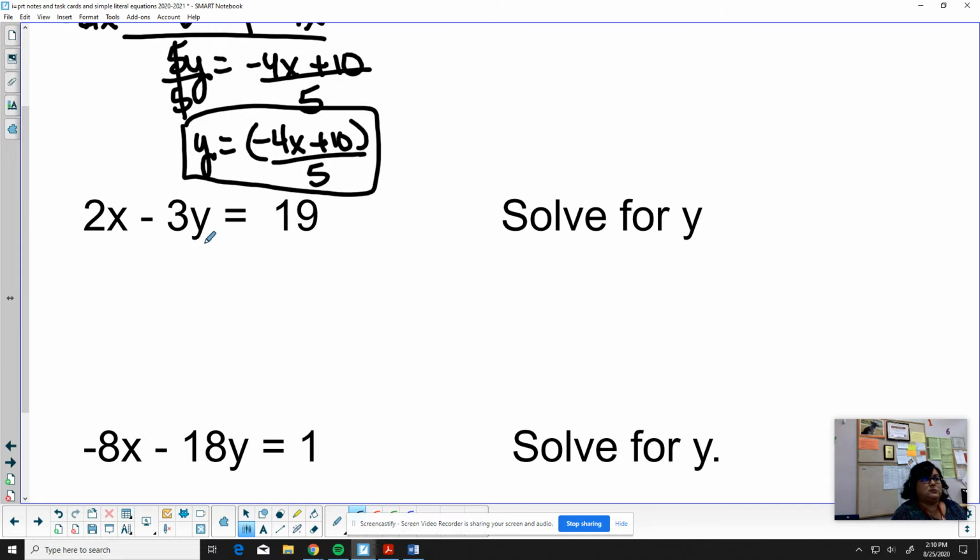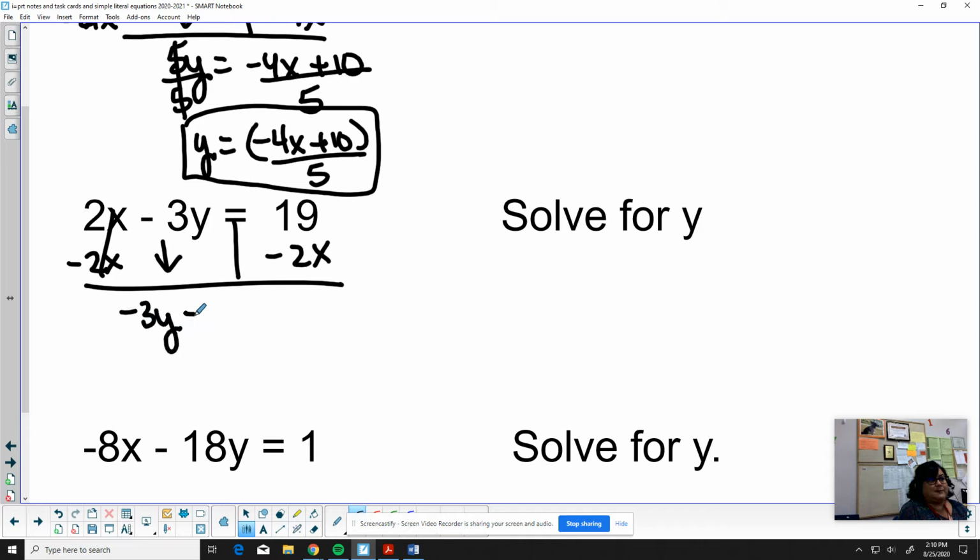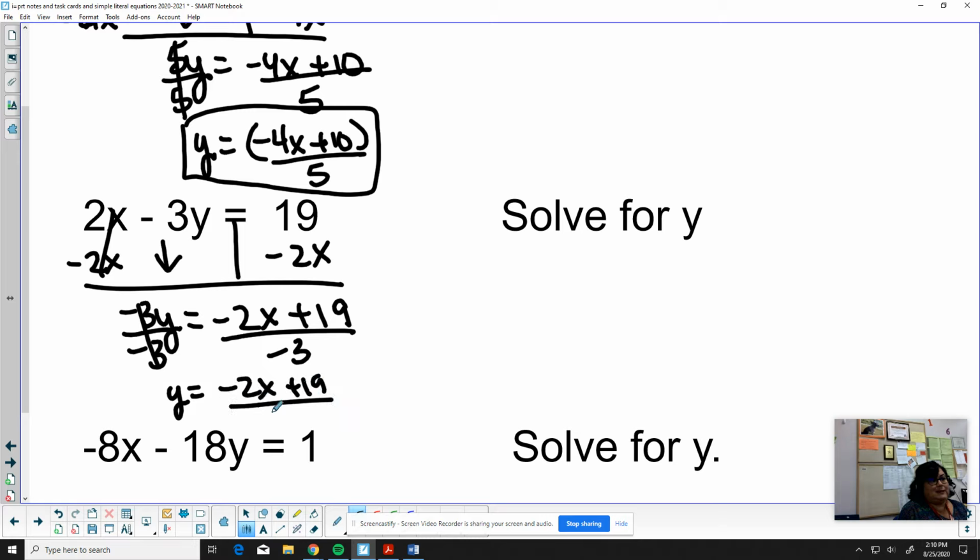Okay, same thing here. I want you to press pause and try number 2, please. It's the same steps, just different numbers. So hopefully you subtracted 2x on both sides. The negative 3y drops. Over here you have negative 2x plus 19. Can't add them. One has an x and one doesn't. They are unlike. Then I divide everything by negative 3. So y equals negative 2x plus 19 all over negative 3. This is the answer.